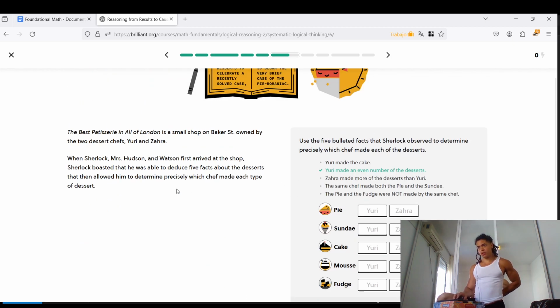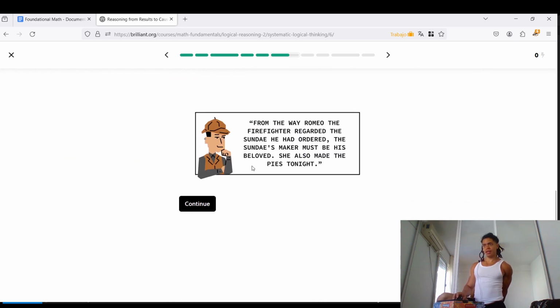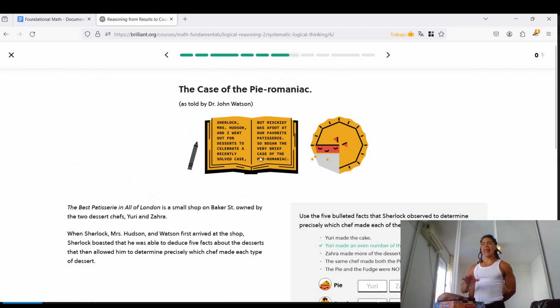So here we look at this, right? Now, because we're analyzing this particular case, the case of the pyromaniac, okay? And actually apply this thinking backwards.